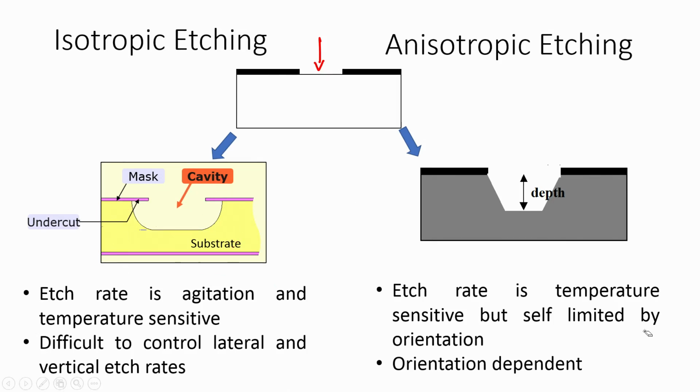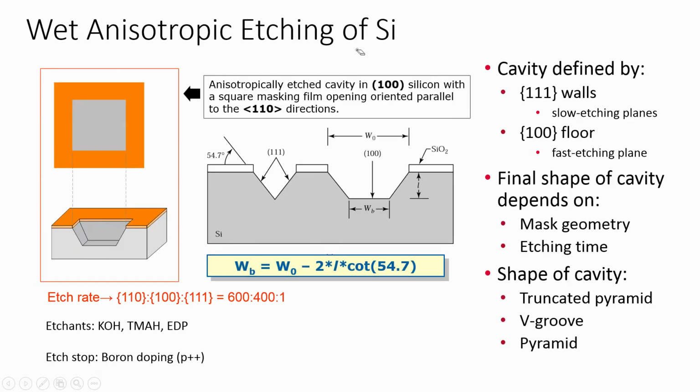While in the case of anisotropic etching, the etch rate is temperature sensitive, but self-limited by its orientation, and of course, it is orientation dependent. So, this is about isotropic and anisotropic etching.